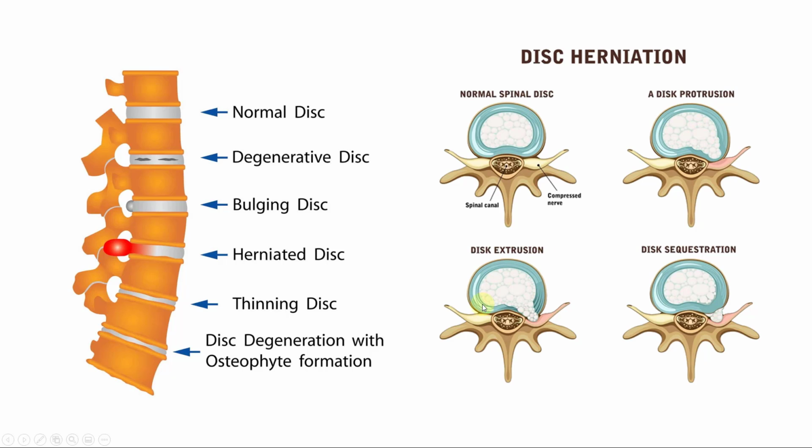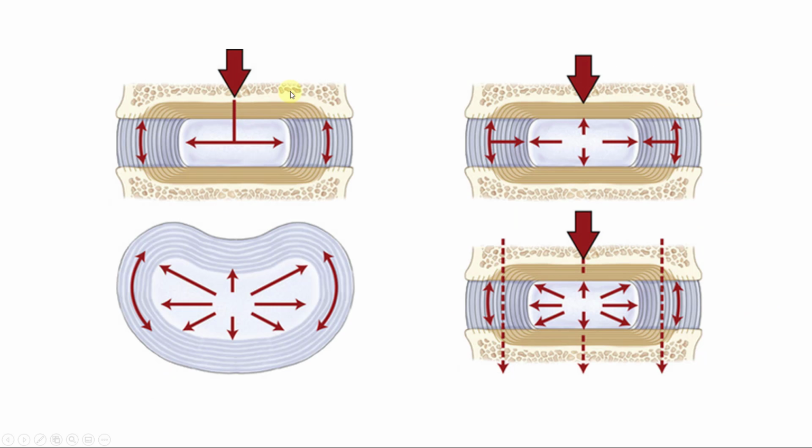So that's a bulge. That's a disc extrusion where it sticks out. And then here you have disc sequestration, where the tissue actually healed itself, but some of that material is still there. So this image here looks at the loading and the spacing that's happening between the discs, the types of loading. When you get vertical loading, it's going to change the mechanics and the loads through that tissue.